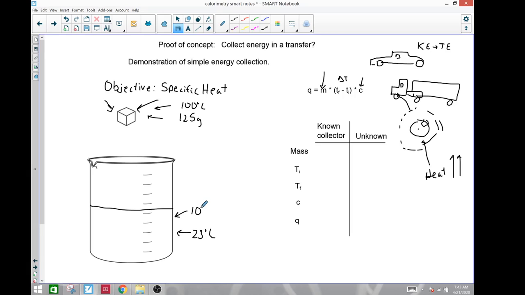Let's measure that out to be exactly 125 grams of water. Okay, so from here, I'm going to point out I have this little table here. This is a pretty interesting table. We've seen tables like this before, but again, known collector and unknown. The known, I'm going to be dropping this block into the water, and the block is going to be radiating energy to the water.